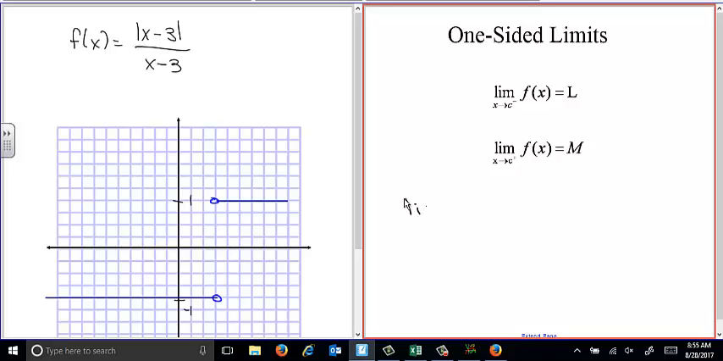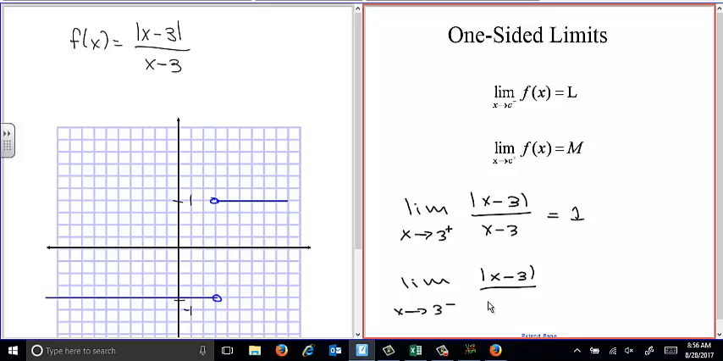So if I said the limit as x approaches 3 from the positive side of the absolute value of x minus 3 divided by x minus 3, that's going to be equal to 1. And the limit as x approaches 3 from the negative side of the absolute value of x minus 3 over x minus 3 is equal to negative 1.